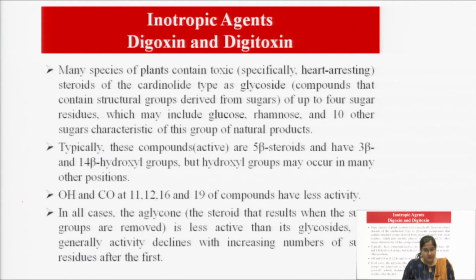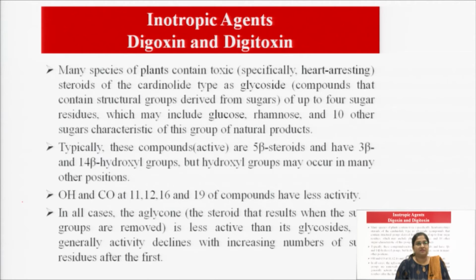Inotropic agents, which we are going to study first. So, what are inotropic agents? Why are they used in CHF? Inotropic agents or inotropes are those agents which ultimately increase the contraction rate of the heart, and ultimately stroke volume increases. So, inotropic agents play a very important role in correction of congestive heart failure. These two drugs, digoxin and digitoxin, are generally used in this class.